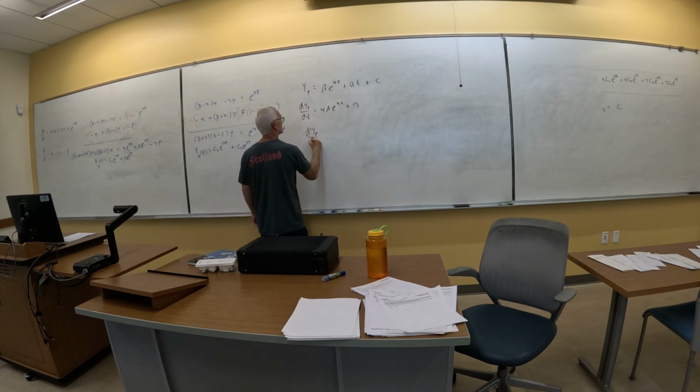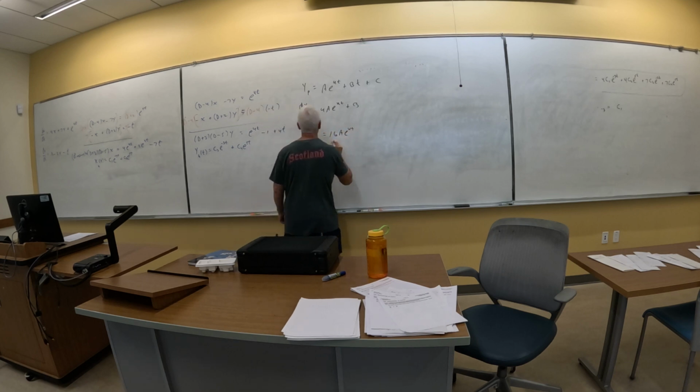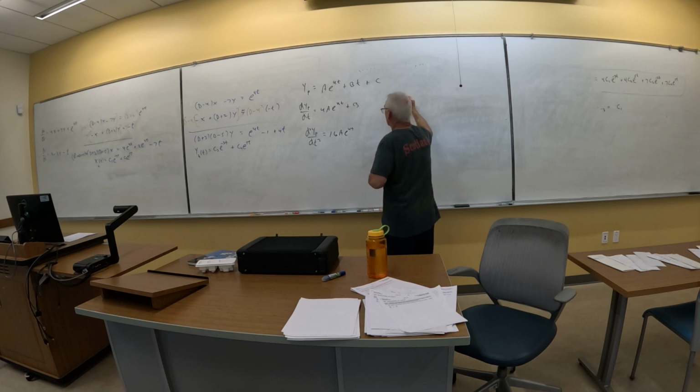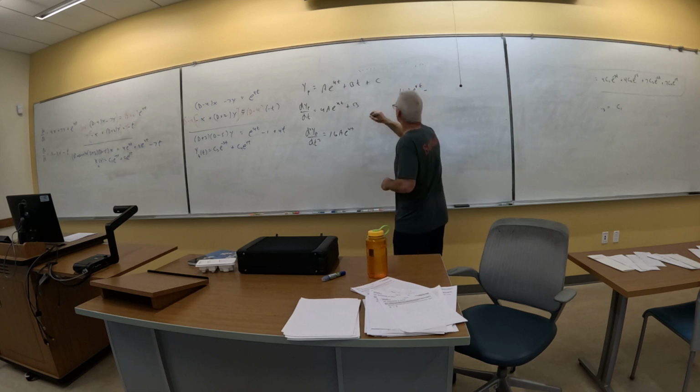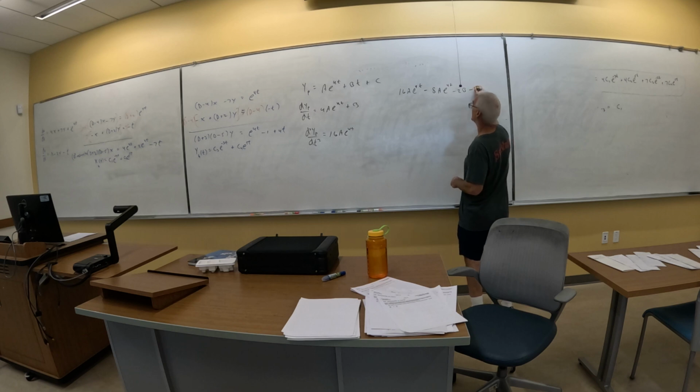Oh, I keep erasing the things I probably should have left up here. It's happened more than once. All right, so let's put everything in. Okay, so I've got 16a e to the 4t, minus 2 of these, so minus 8a e to the 4t, minus 2 b's, and then minus 15 of those.